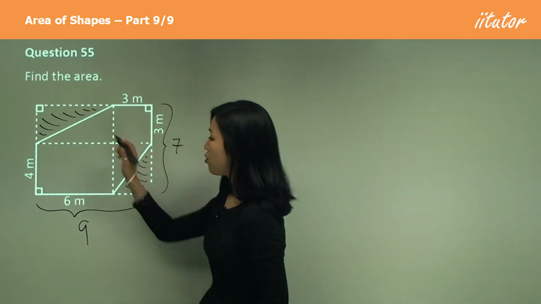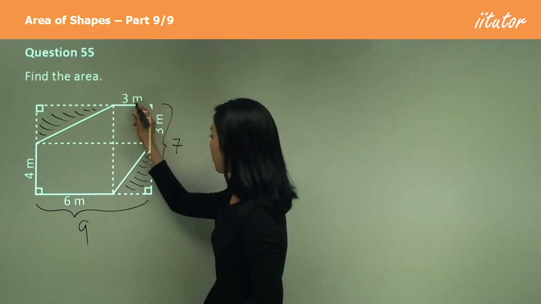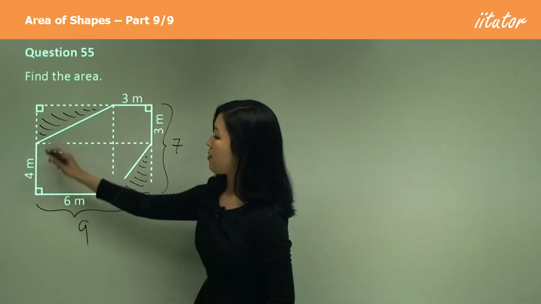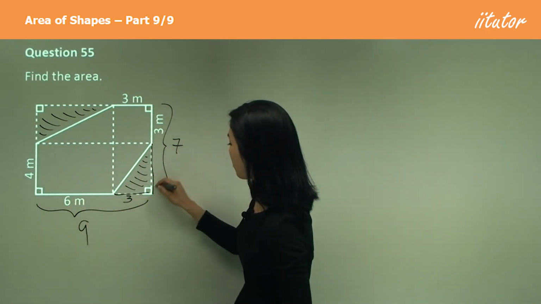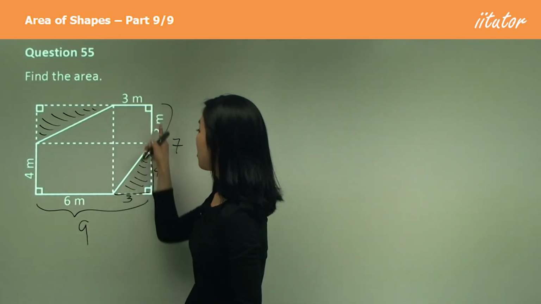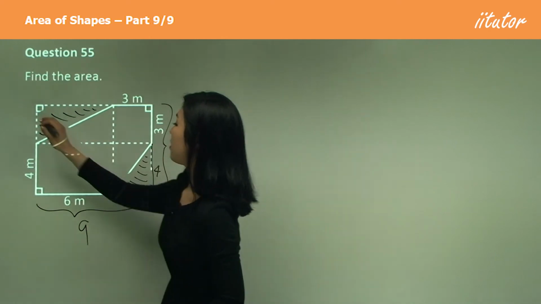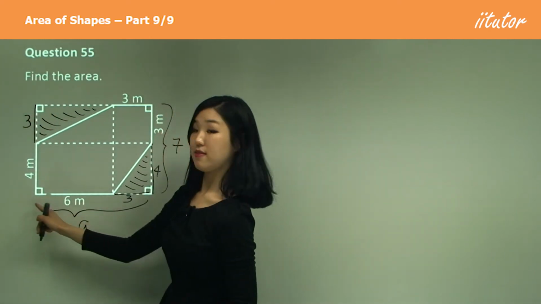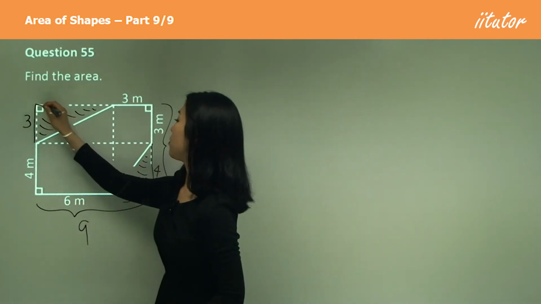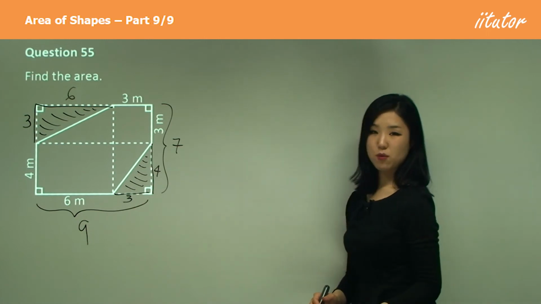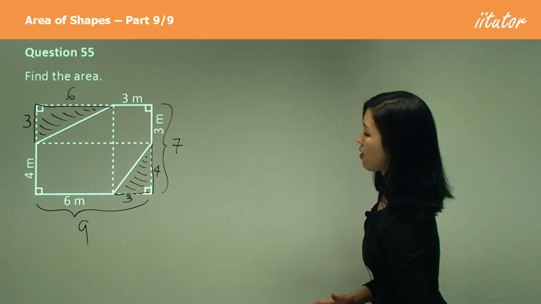For the individual triangles, see how that's 3? So this length must also be 3. And that's 4, so the height must be 4. What about for this one? For here, the height here is 3, so this must also be 3, and the base is 6. See how that's 6? So this is also 6. Do we have all the information that we need? I think we've got it ready for us.